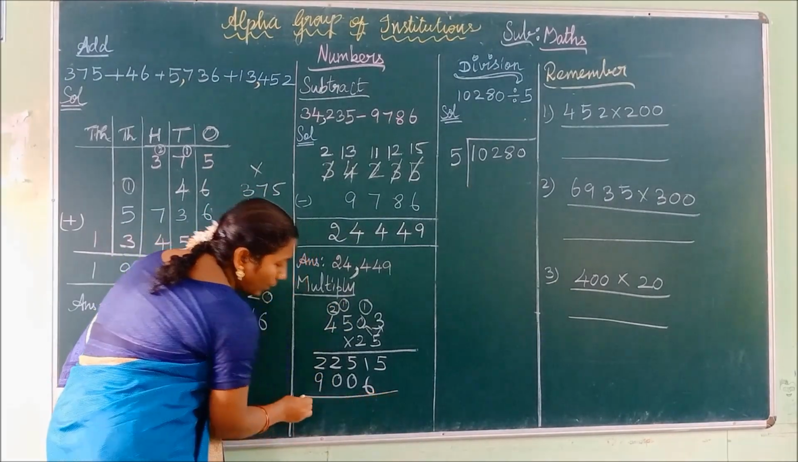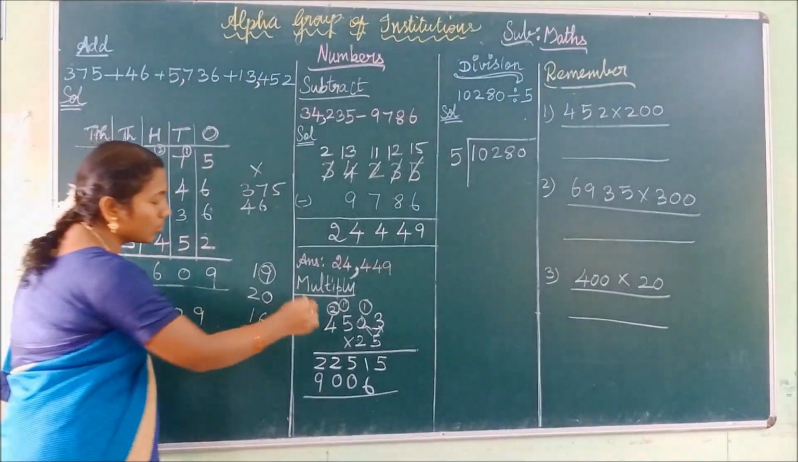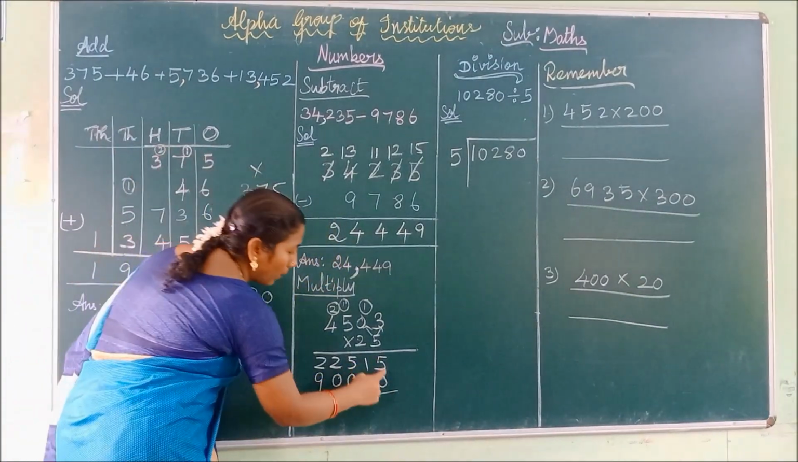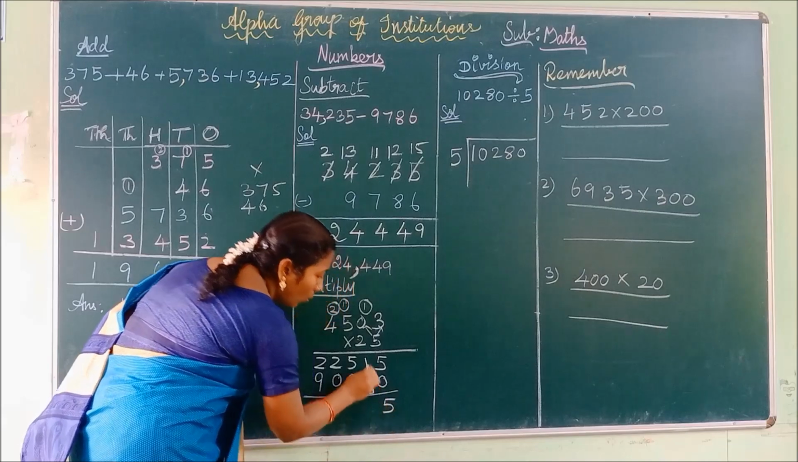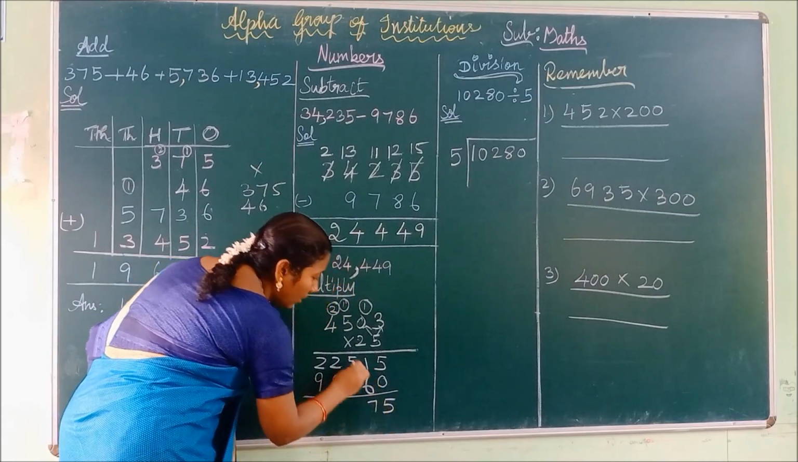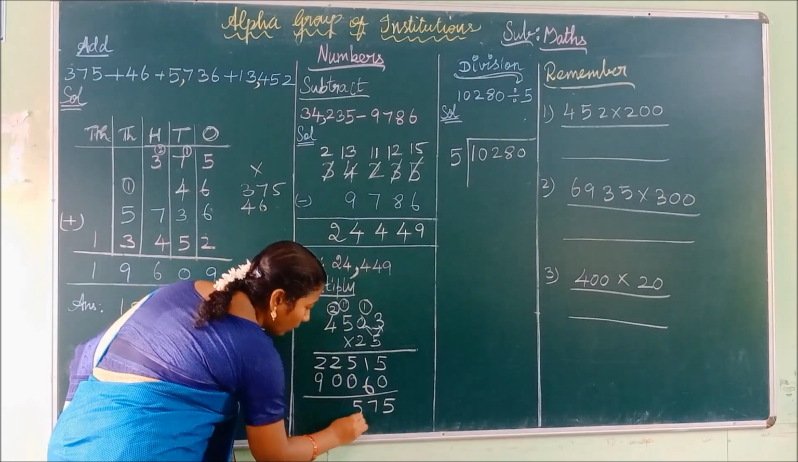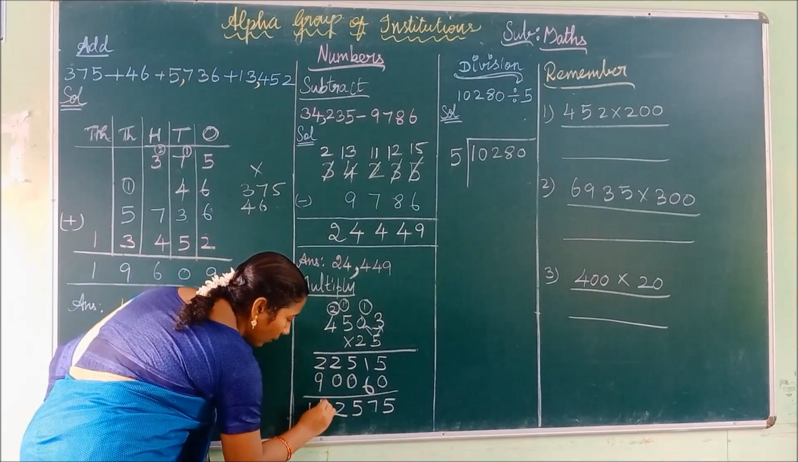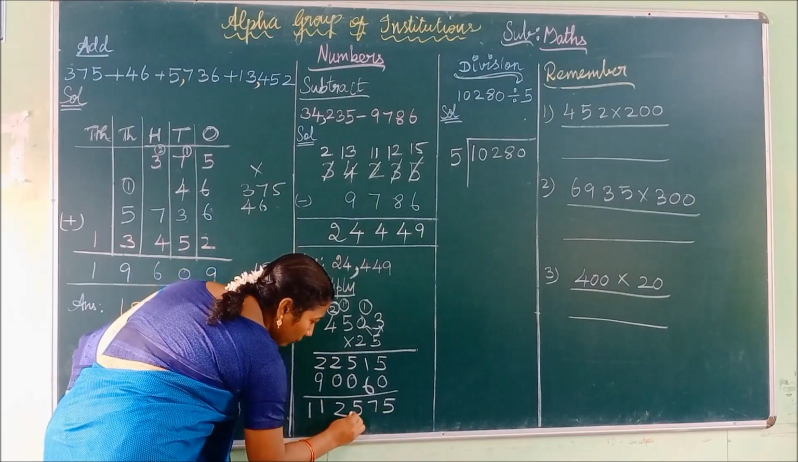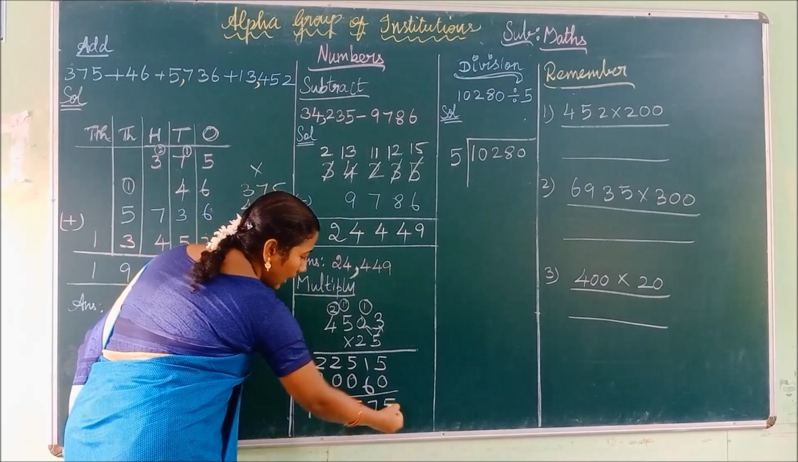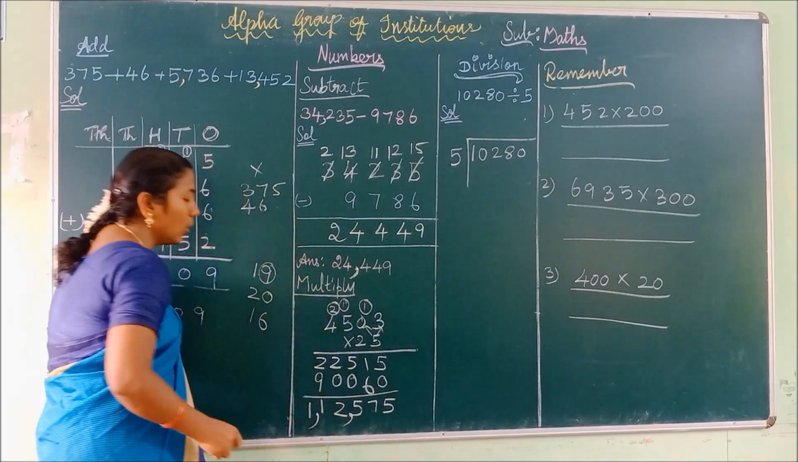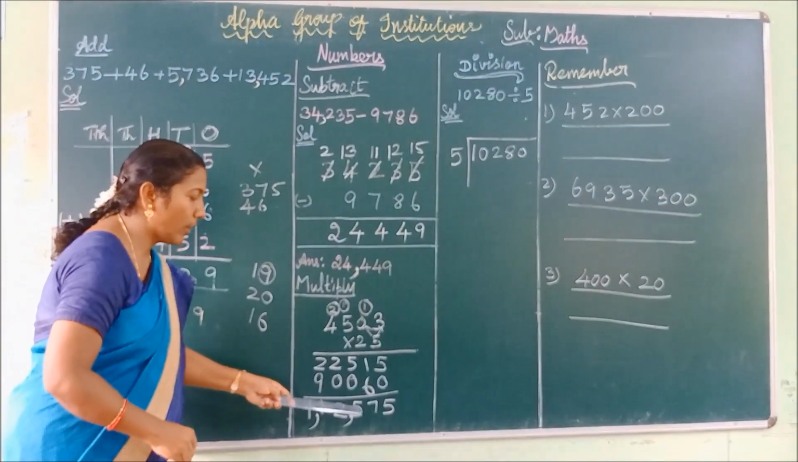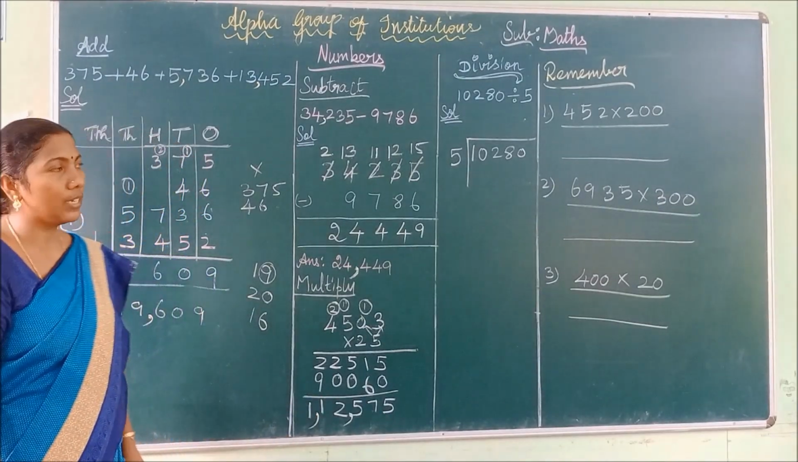Now we are going to add these two rows of numbers. Here you may add 0 also. So 5 plus 0, 5. 1 plus 6, 7. 5 plus 0, 5. 2 plus 0, 2. 2 plus 9, 11. So you have to place the comma after the first 3 digits from the right and then every 2 digits. So our answer is 1,12,575. Do you understand, children?